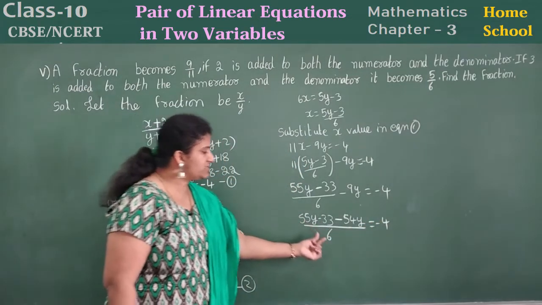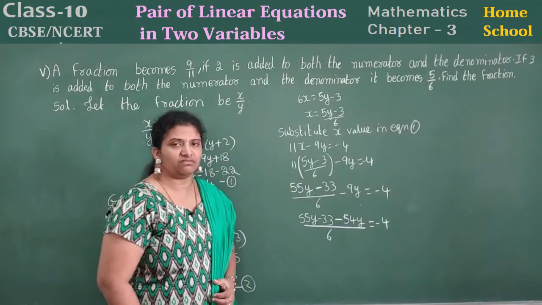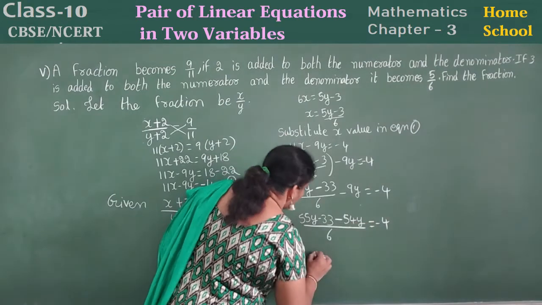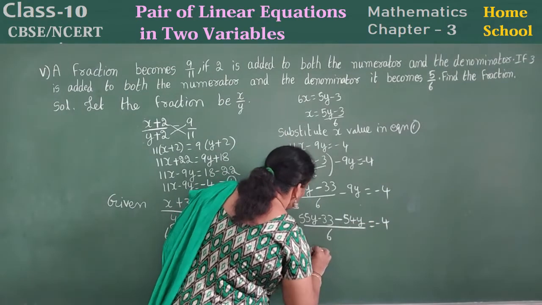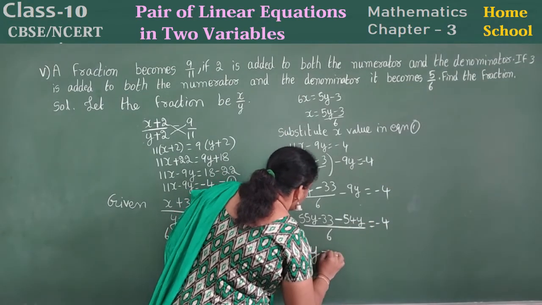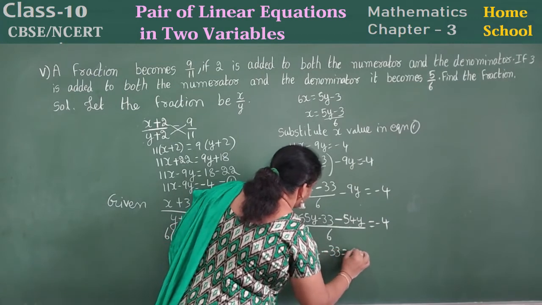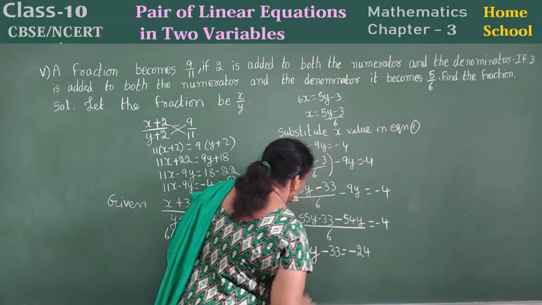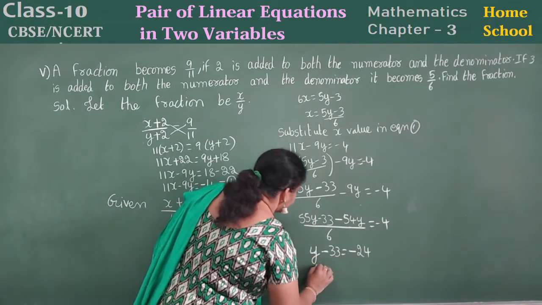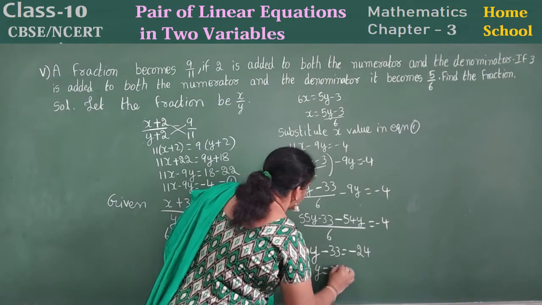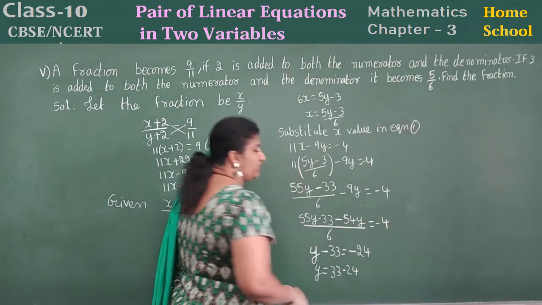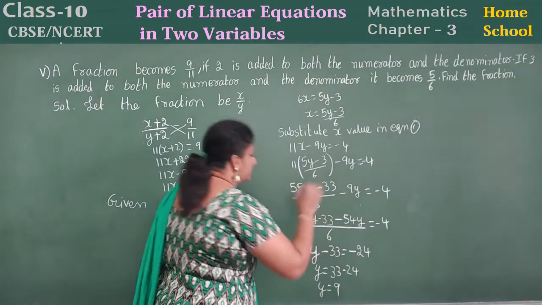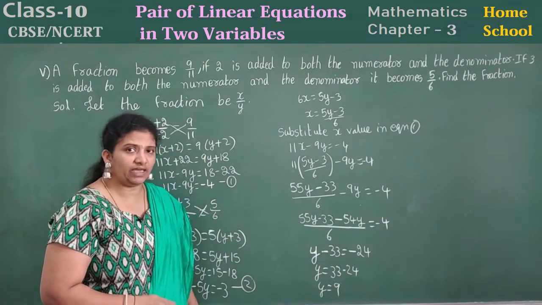Right? Now this denominator, send other side, it will be multiplied. 55y minus 54y will be, how much will it be? y minus 33 is equal to 6 4s, how much? 24. Now this minus 33, send other side. y is equal to 33 minus 24. Okay, that will be y is equal to 9. 33 minus 24 will be 9.